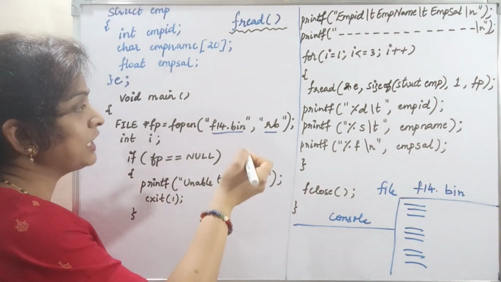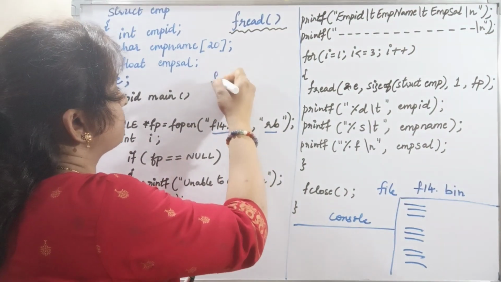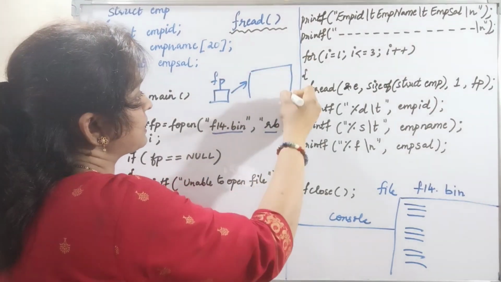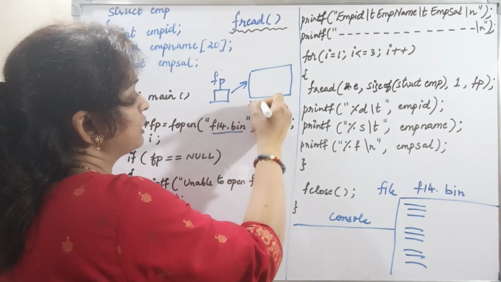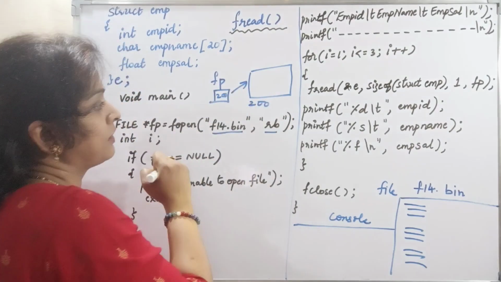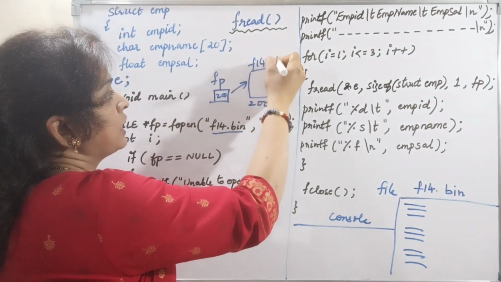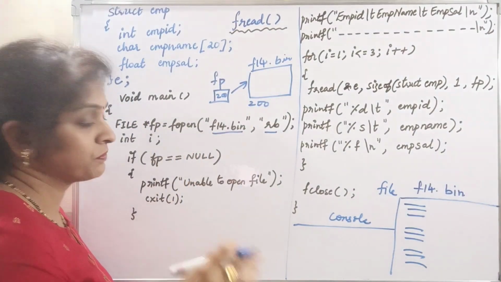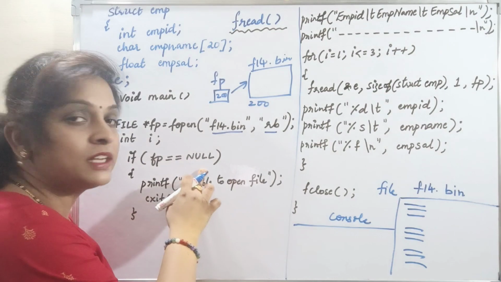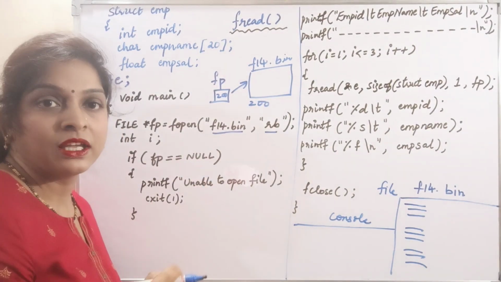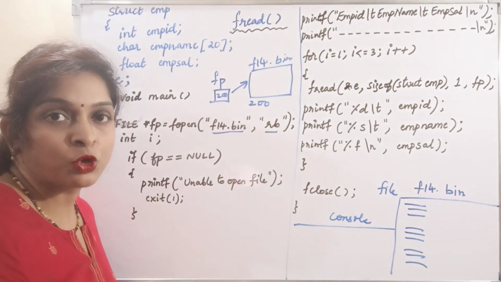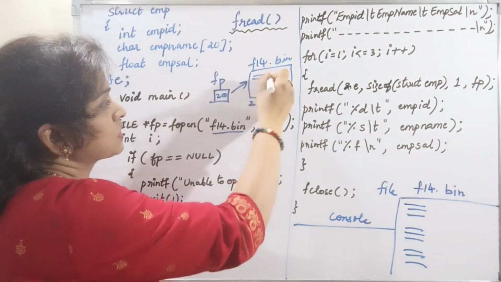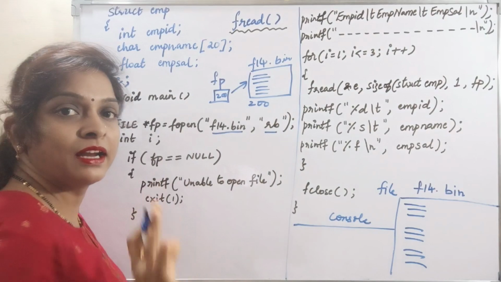So if that pointer fp is pointing to null, then I should get a message unable to open. But if it is pointing to the file, say 200, that is f14.bin, means it will not point to null. So I need to check if it is pointing to null, then I should get a message that unable to open the file. If not, means it will be pointing to some location and it can read the data.